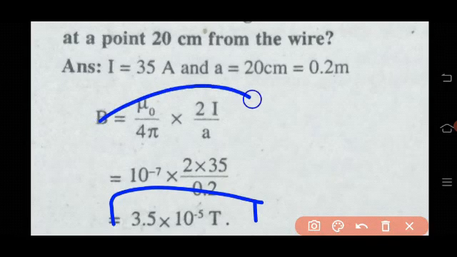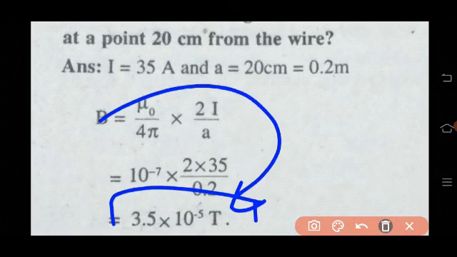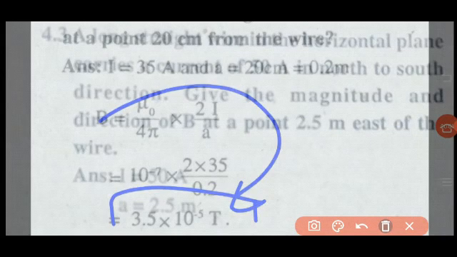What is the unit of magnetic field? That is Tesla. You have to mention the unit in every numerical problem. In every answer, you have to mention the unit.